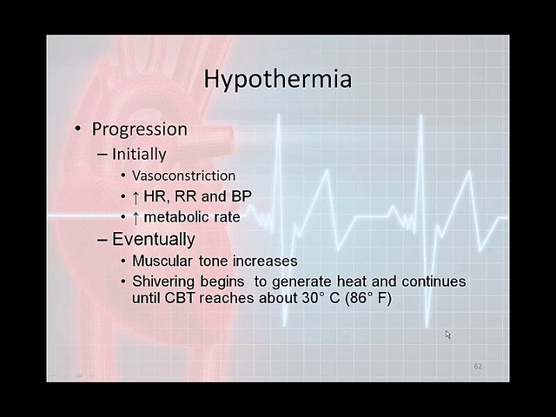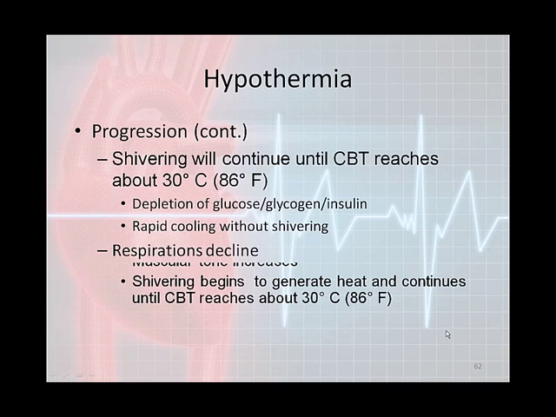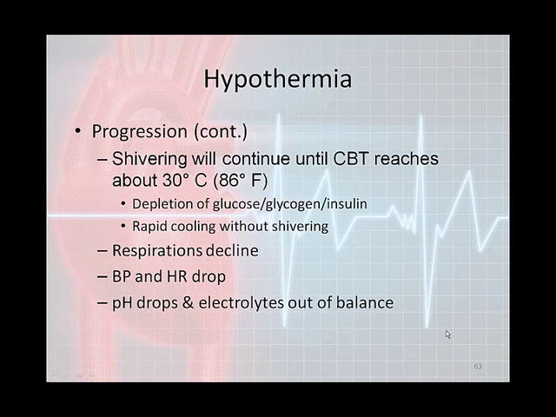Shivering begins to generate heat and continues until the core body temperature reaches about 30 degrees Celsius, which is about 86 degrees Fahrenheit. At that point, you will actually stop shivering. Whenever you stop shivering, that means you have a depletion of your glucose and glycogen stores, and the insulin doesn't have any more effect, or your body just hasn't put out any insulin at all. Now that you've stopped shivering, you will rapidly cool off because you're not generating any heat to combat the cooling processes occurring inside or outside of your body.